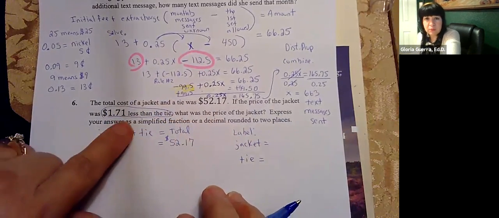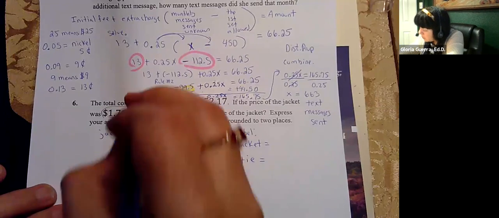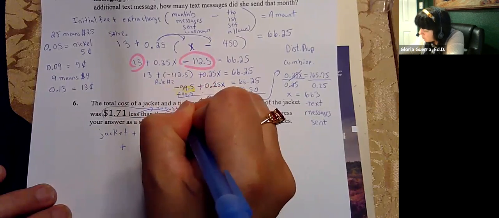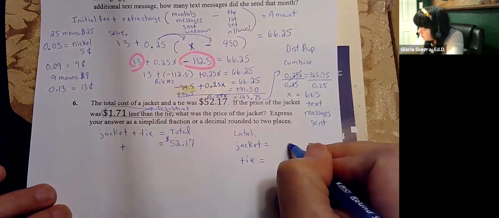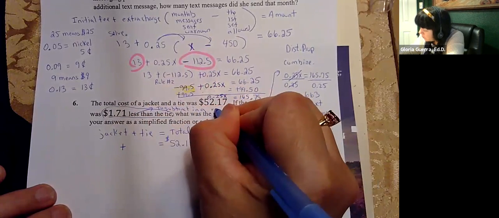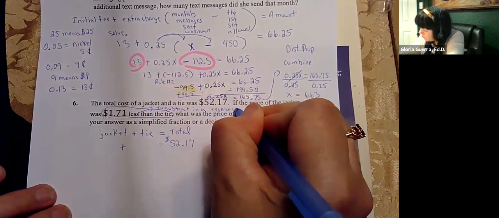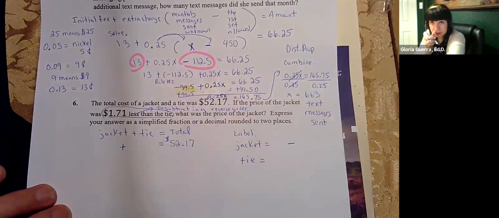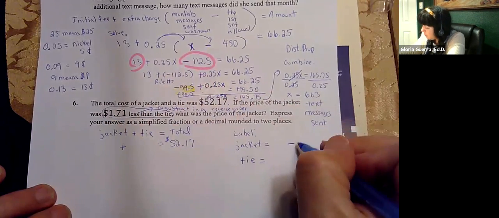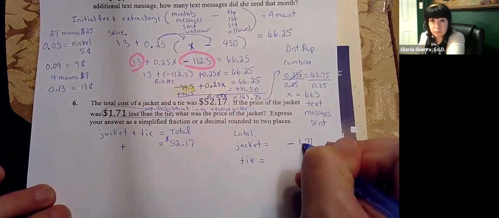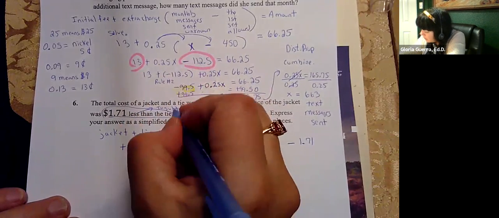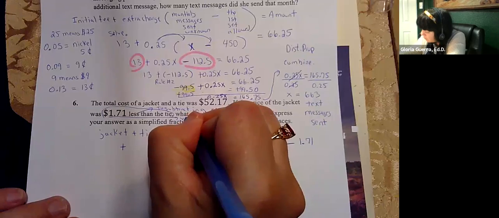Okay, well, you know something about "less than." Less than means to subtract, so right here on the jacket, to subtract in reverse order. You know that from your training on your vocabulary. So the 171 should be in the back. And then the tie is the unknown.